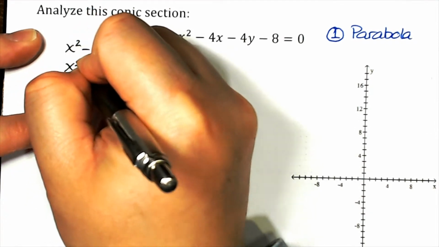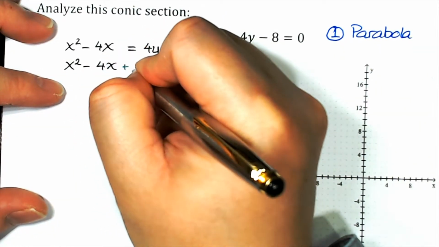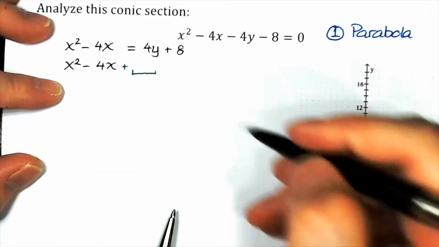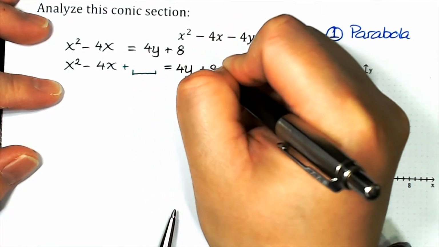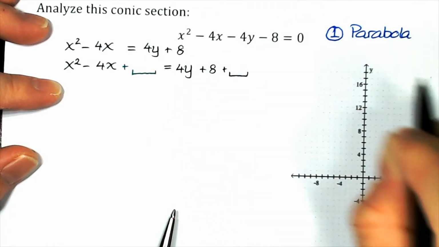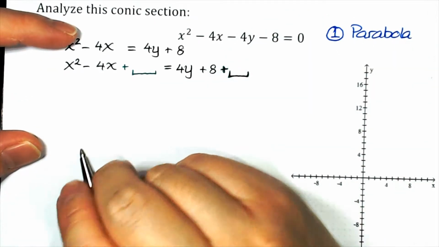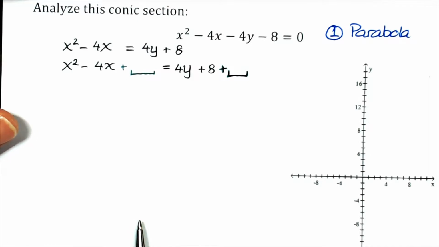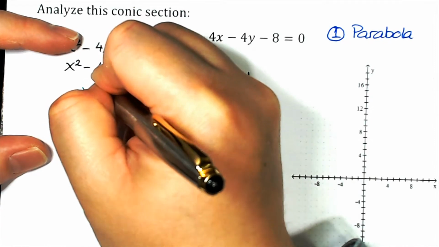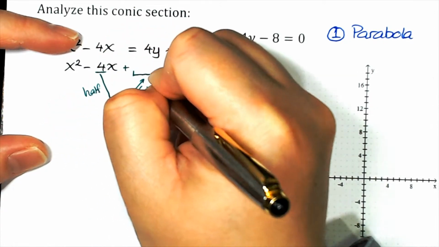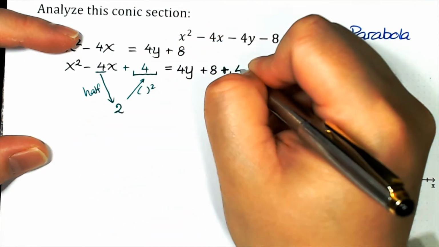Next, we will complete the square. We need to add something here to make a square, and we have to add something on the other side to keep things balanced. On this side, we will take half of the middle term, so half of this number, and then we square. Half of 4 is 2. Squared is going to be 4, and we're going to add that on both sides.